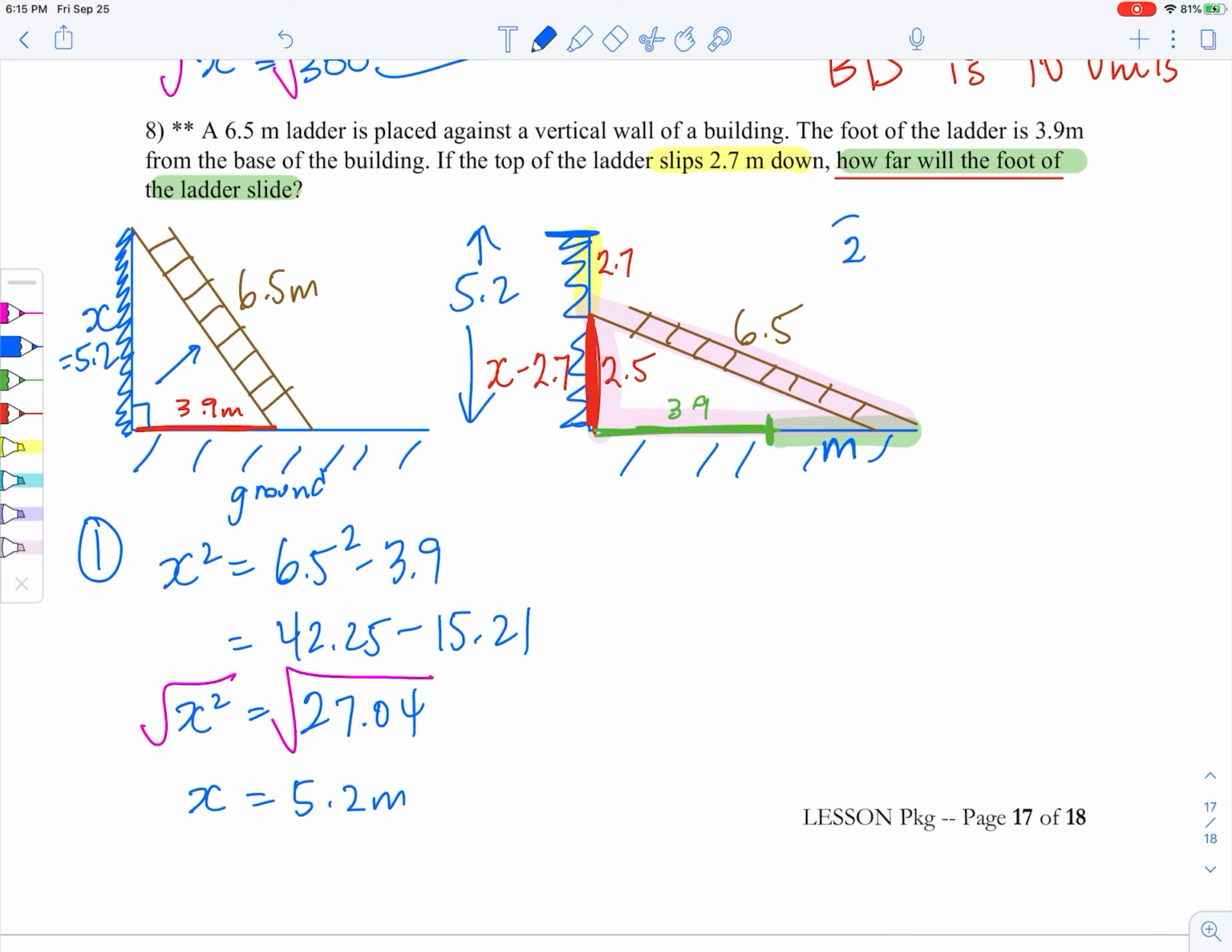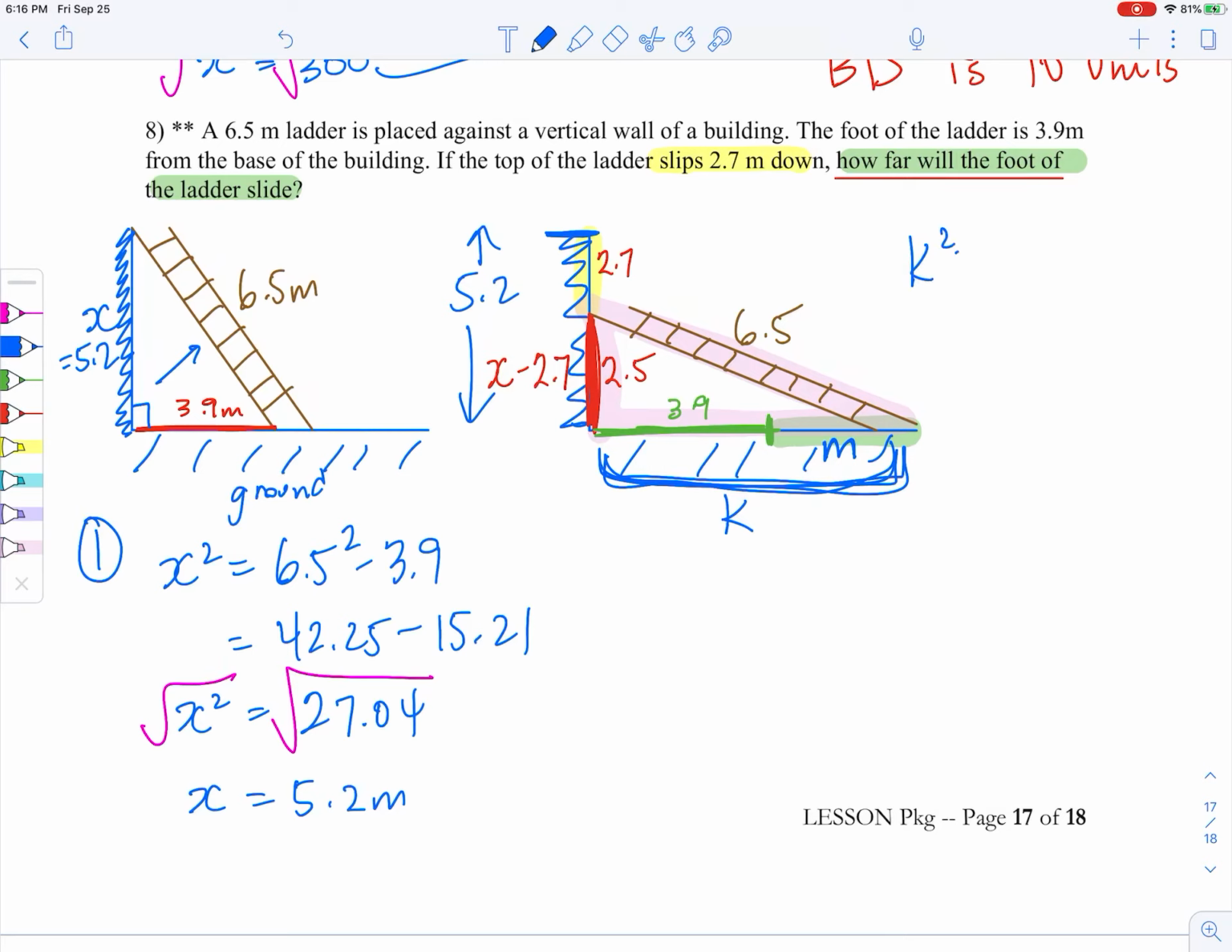So let's take a look at that. Oh no, let's figure out that whole unknown side first. Let's figure out what this is, and then when we subtract 3.9 from it, we'll get M. So, another letter, K.